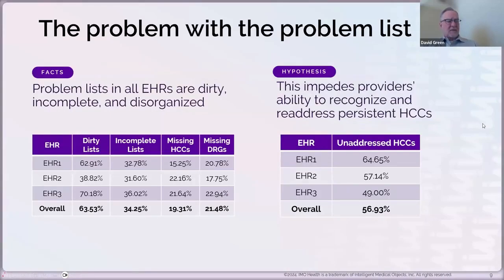We keep mentioning the problem list, and this is why. We've been told by our providers that there's just not great tools out there with the leading EHRs, and these are anonymized EHRs. We're concealing their names right here, but a whole lot of problems here in terms of the dirty list, incomplete list, duplicative problems, missing HCCs or DRGs, and then unaddressed HCCs. This is why the data is soft and inadequate and inaccurate, is because these problem lists aren't setting providers up to do their best work with these workflows.